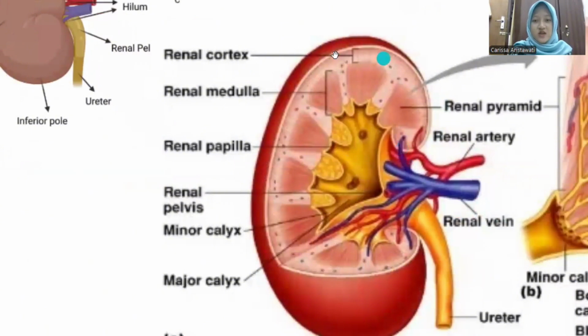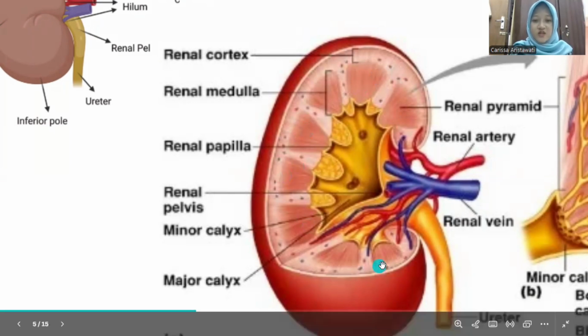This one is called the cortex. The cortex is these pale pink colored parts, which are rich in blood vessels. You can see it red and blue. And this is called the medulla, the deep pink. This one is called the renal medulla.